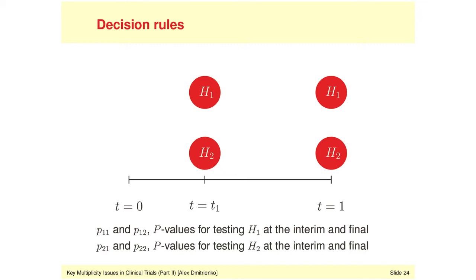We also need to introduce families of p-values. The p-values for testing H1 at the interim and final looks will be denoted by p11 and p12, and likewise when we switch to the p-values for testing the hypothesis H2, also at the interim and at the final analysis, those will be denoted by p21 and p22.